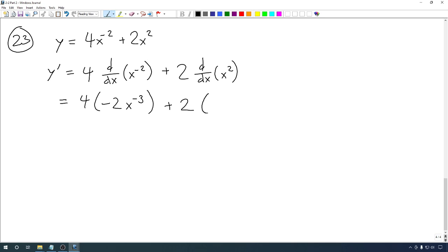Then we have plus 2 times the derivative of x squared. Hopefully by this time we've gotten quite used to x squared becoming 2x when we differentiate it. But again, that is just an example of our power rule at work. And of course we can go ahead and multiply these out. 4 times negative 2 is a negative 8. Still times x to the negative 3. And then this becomes a plus 4 times x.